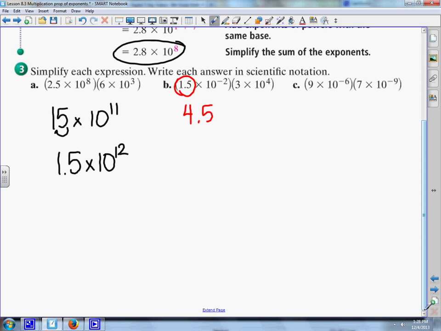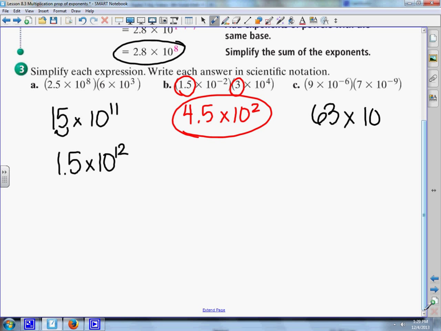So 1.5 times 3 is 4.5. I'm multiplying the numbers. And then 10 to the negative 2nd and 10 to the fourth is 10 to the second. And this one's nice because it's already done. I don't have to change anything. Here I have 9 times 7, which is 63. 10 to the negative 6 and 10 to the negative 9th is 10 to the negative 15th. Now, if I'm going to move my number to 6.3, I have to add another tens place, so it'd be 10 to the negative 16th.